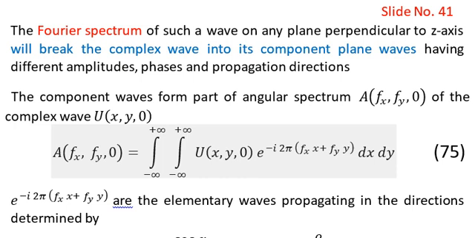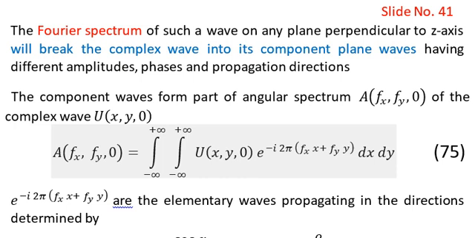On the left hand side we have A at fx comma fy comma 0. So you see that this A, which we are calling at the moment the angular spectrum at the z equal to 0 plane, is actually the Fourier spectrum of this field, which is u of x comma y comma 0. So you must keep in mind that we are calling it an angular spectrum, but in principle this is the Fourier spectrum.